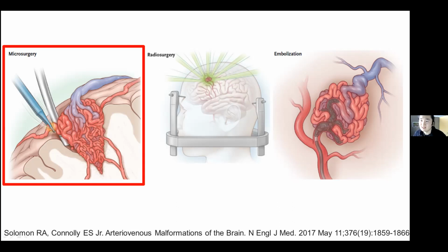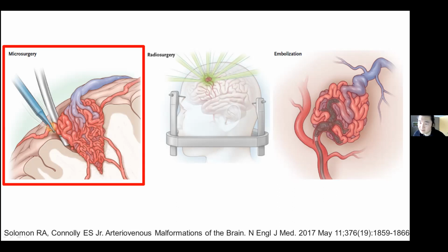And it's going to lead to the most immediate addressal of trying to obliterate the nidus and to reduce the risk of hemorrhage with the AVM potentially rupturing. But it does have disadvantages, as you might expect.